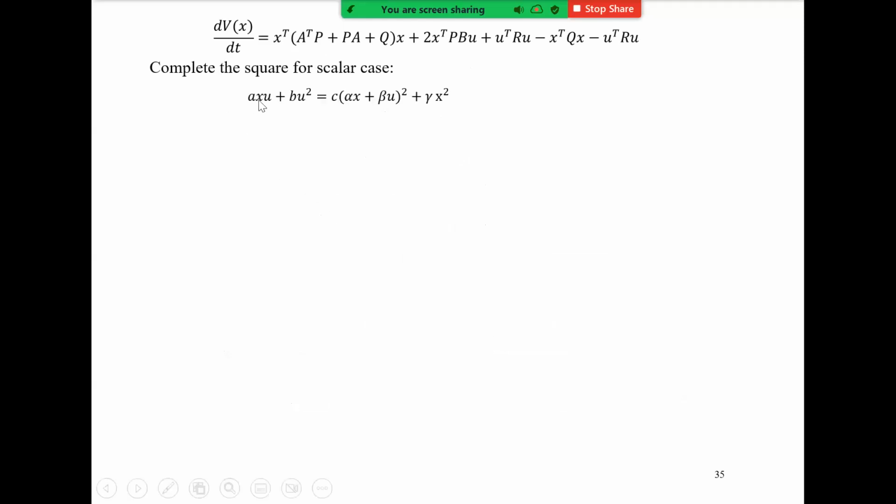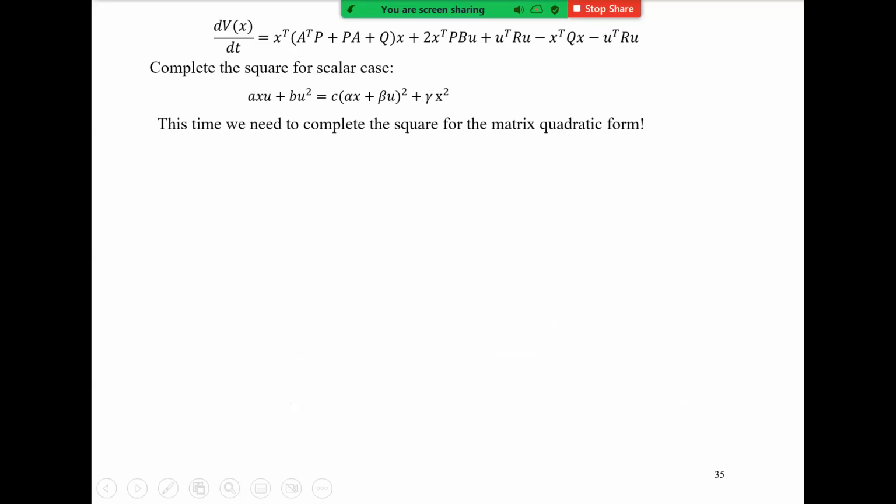So you say, I have something like axu plus bu squared, and I want to put it into the form of a square of something plus x squared. So we have to figure out what is alpha, what is beta, and probably there is some constant c. But eventually I want to convert this form into a square of something plus a square of another thing. That's the meaning of completing the square. This one, of course, you know.